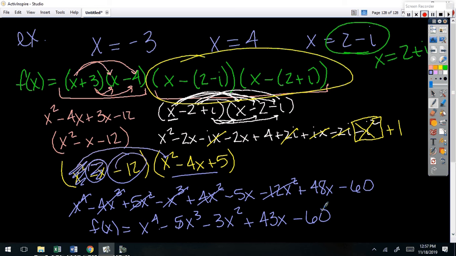Did I do something wrong, Maddie? Yeah, 5x is supposed to be a cube, isn't it? Where'd I mess up? Yeah, it is, because it's an x and an x squared. It's x squared minus 4x. Should be x to the 4th minus 5x cubed minus 3x squared plus 43x minus 60.